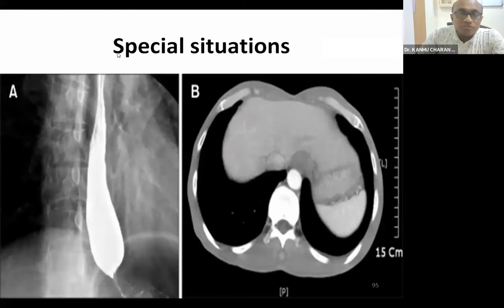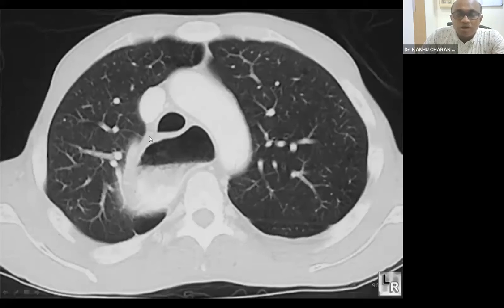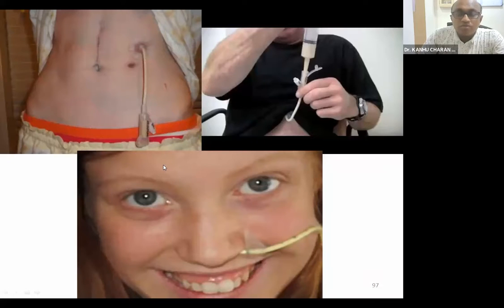In special situations, this is what you have to do. If you give a barium swallow, your CTV and PTV will be large, a big issue. But when your tumor regresses, it will come down. So in such situations you put a Ryle's tube or PEG in a large dilated esophagus, so that it will help drain the ballooning of the esophagus.